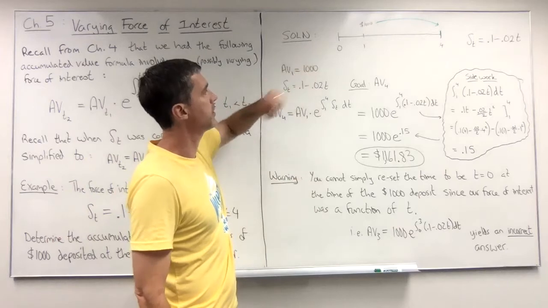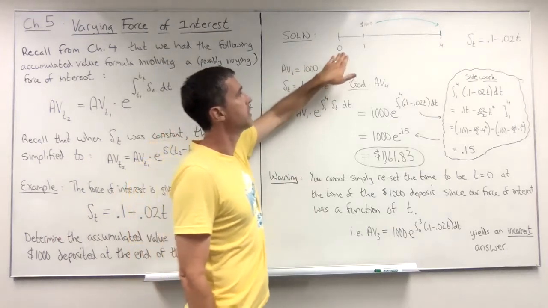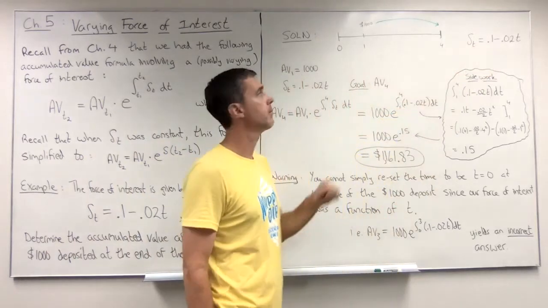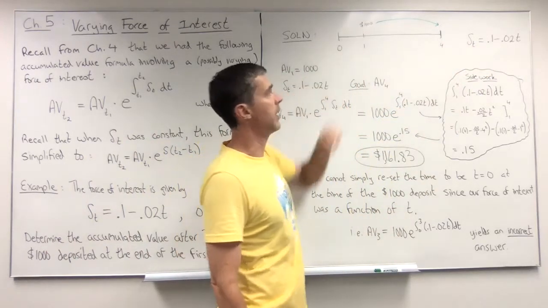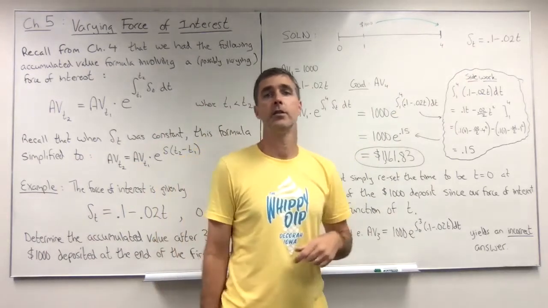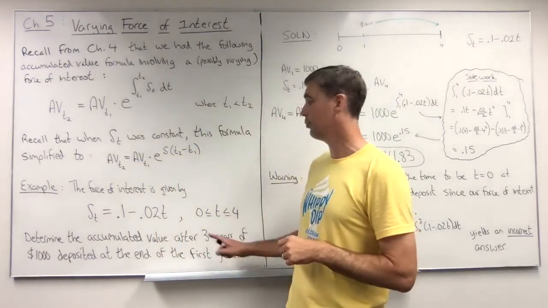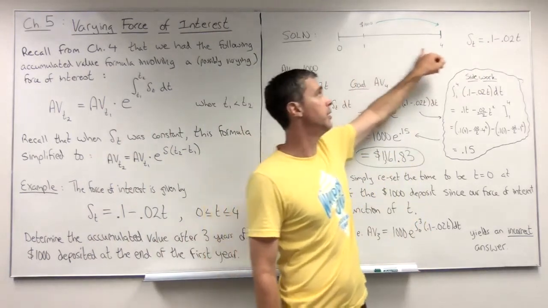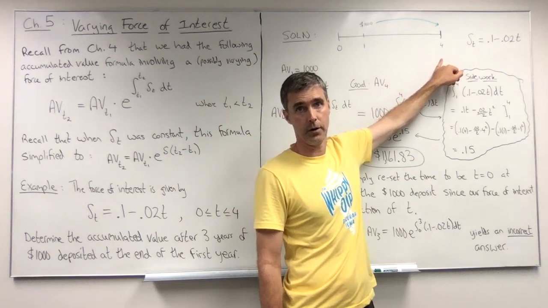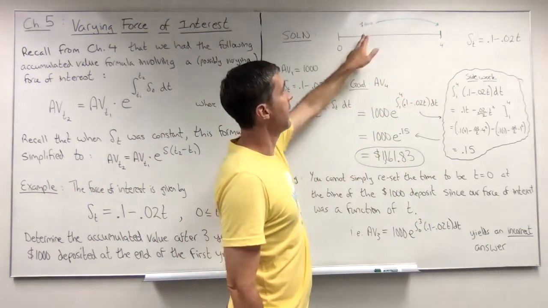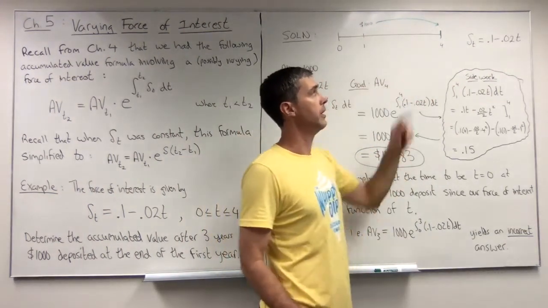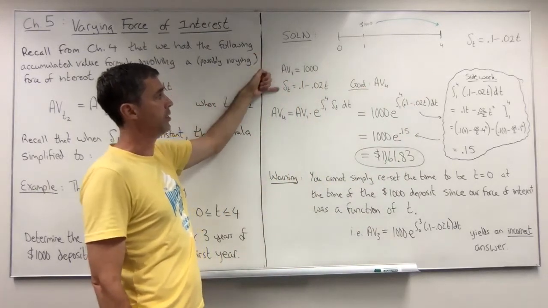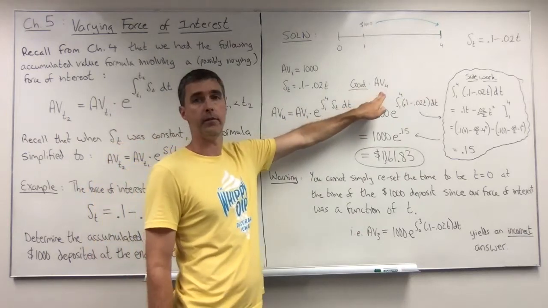So here's our situation. From time 0 to time 4, we know the force of interest that's in play. At time 1, we know $1,000 is received. And we'd like to know the accumulated value after 3 years. Okay, so starting at time 1, after 3 years takes us to time 4. All right, so we're going to take $1,000 and try and push it forward 3 years using the force of interest. Okay, so I know AV1, I know delta t, and I'd like to know AV4.